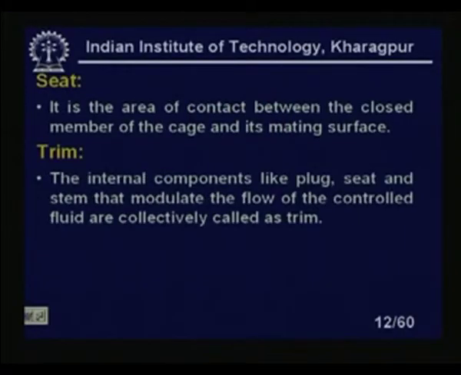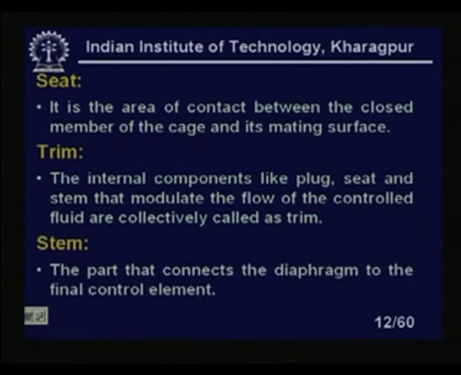Trim. The internal components like plug, seat and stem that modulate the flow of the control fluids are collectively called trim. So, the plug, seat and the stem of the control valve are collectively called trim. Stem is the part that connects the diaphragm to the final control element. The final control element here in the case of the control valve is the plug. So, the plug is connected to the diaphragm through the stem, and the stem is surrounded by a spring.